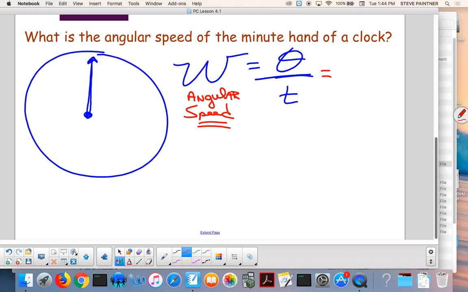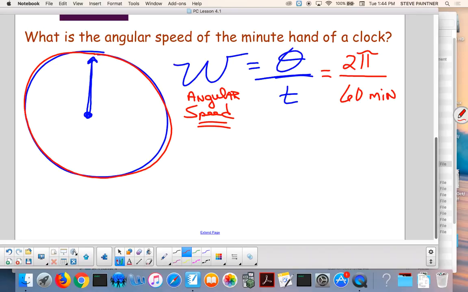Here's the deal. It's a minute hand. Theta, how far did it travel? It doesn't matter what you say, but most people will think circles. So let's pretend it goes all the way around. How far did it go? In radians. Divide by time. How long did it take the minute hand to make a complete circle? 60 what? Minutes. So your answer is radians per minute.